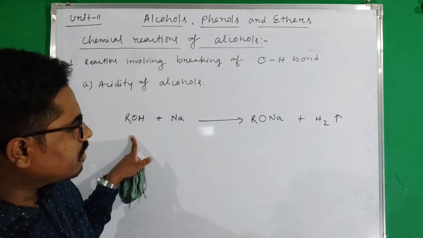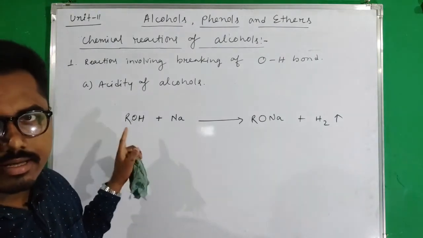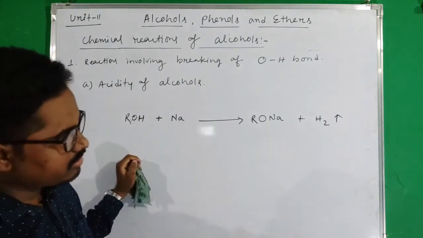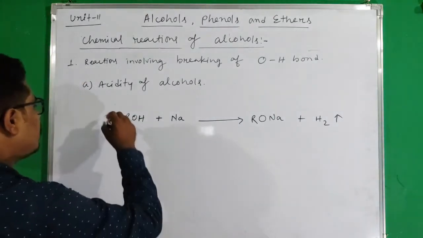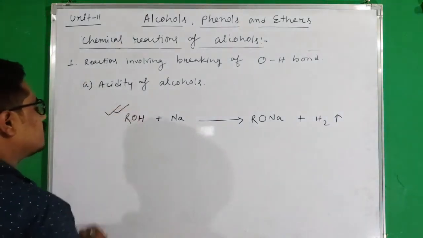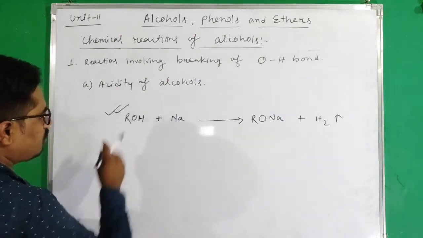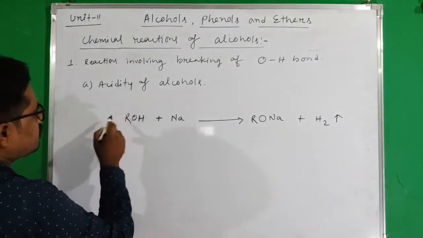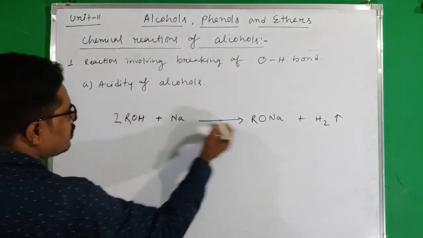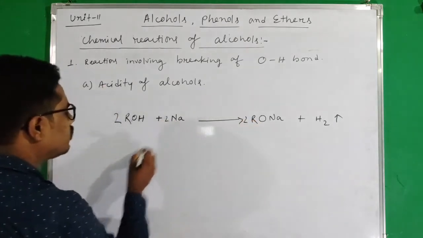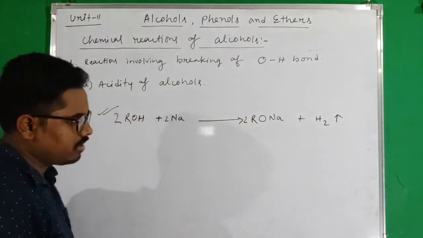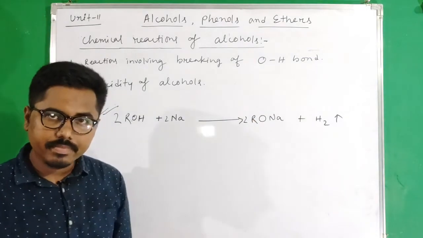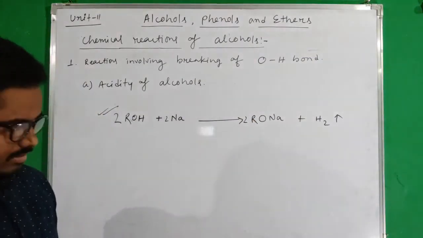Therefore, alcohols are acidic in nature. So this reaction proves that alcohols are acidic in nature. We will balance this equation. We have to put 2 here, then 2, and again 2.